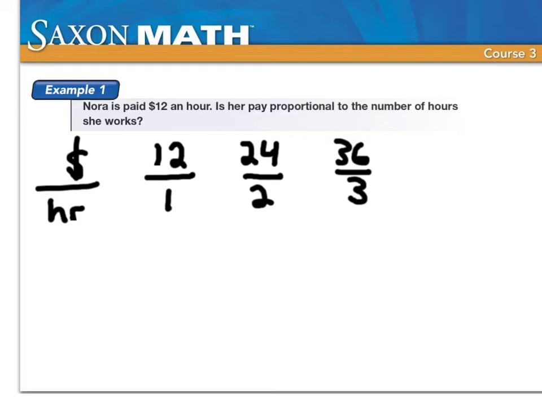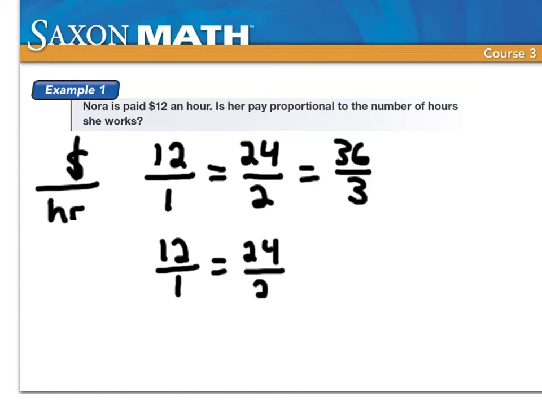Okay? Proportional means we want to know, are these things equal to each other? So is 12 out of 1 the same as 24 out of 2? And is that the same as 36 out of 3? And so on. Okay? And the way we can find this out, always, is by doing cross products. So here's what I mean by that. If I want to know, is 12 over 1 equal to 24 over 2? I'm going to do cross products.